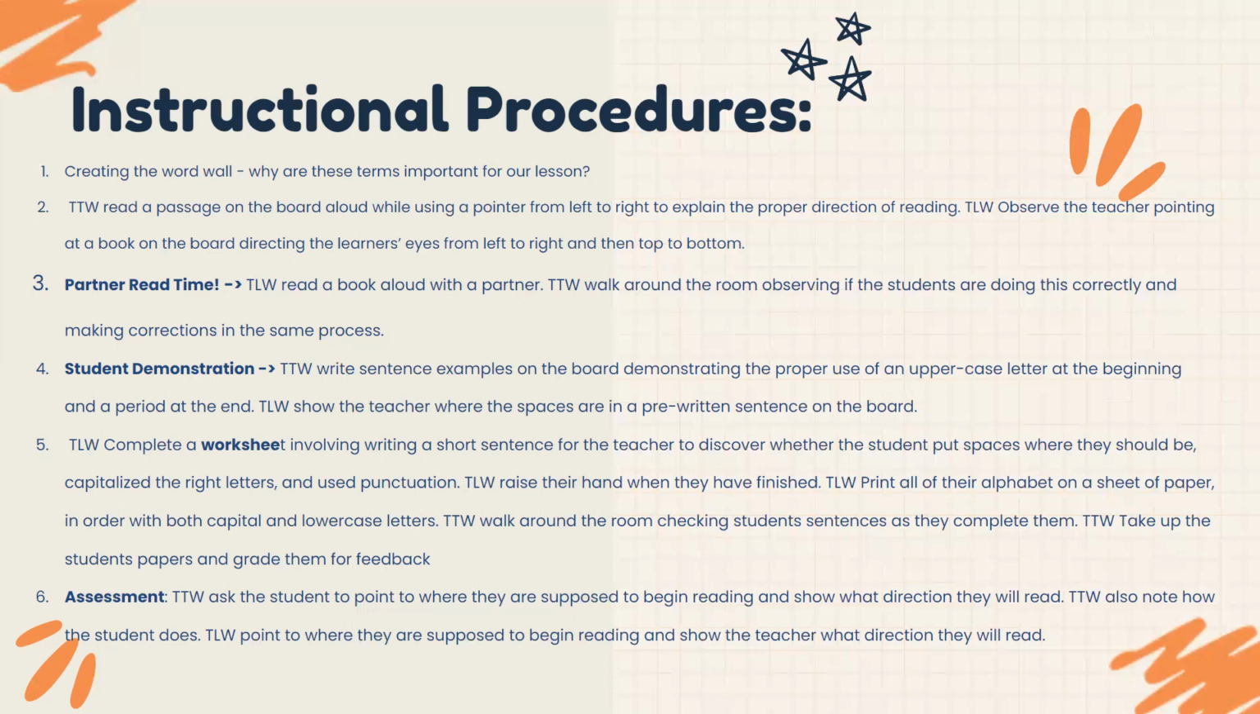And number 6, for the assessment, the teacher will ask the student to point to where they are supposed to begin reading and show what direction they will read. The teacher will also note how the student does. The learner will point to where they are supposed to begin reading and show the teacher what direction they will read.